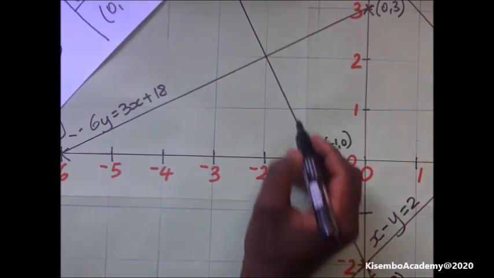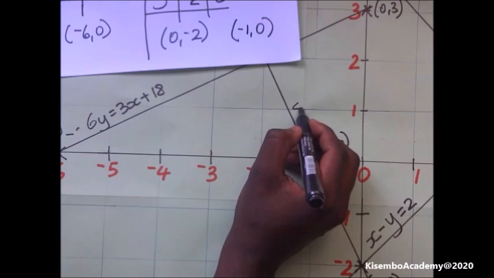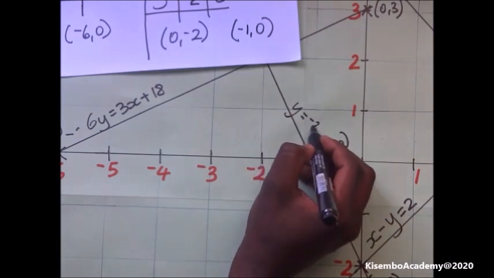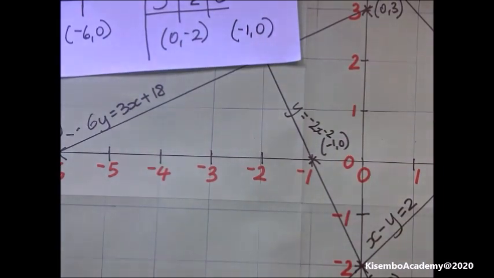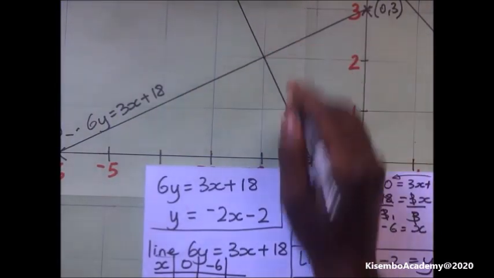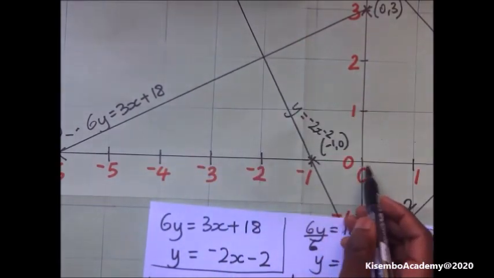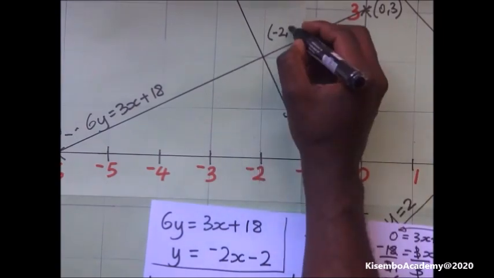So this is the line y is equal to -2x minus 2. That's the line. So these two meet at this point, and what are the coordinates of that point? The coordinate of that point is -2, 2.